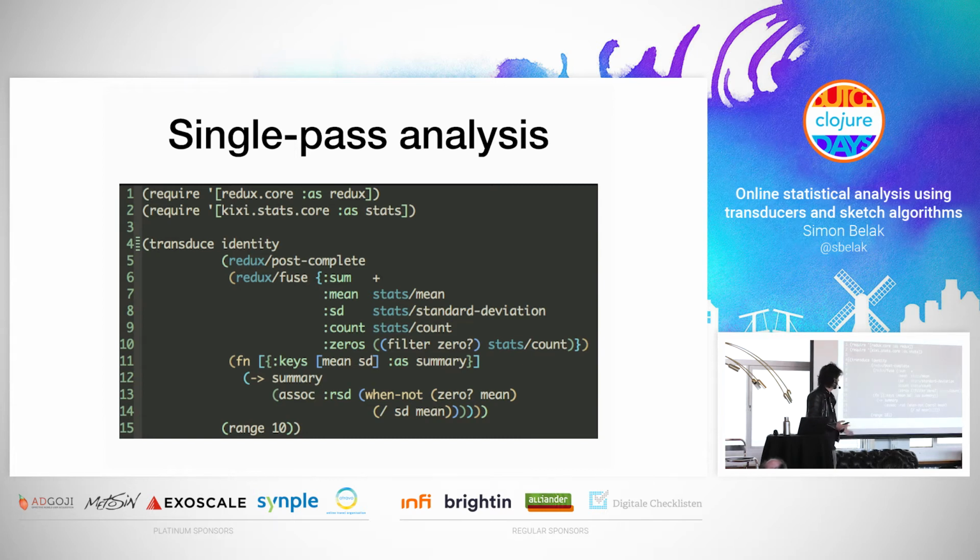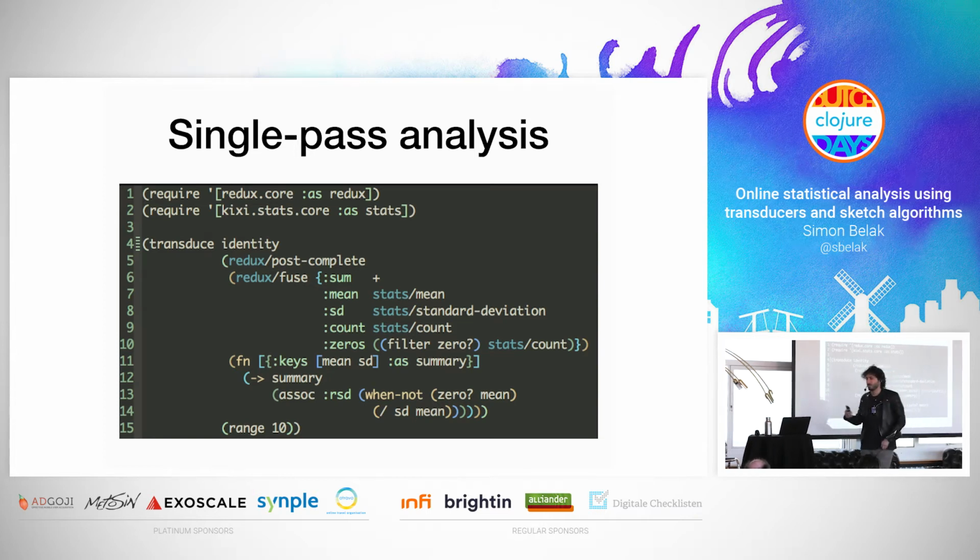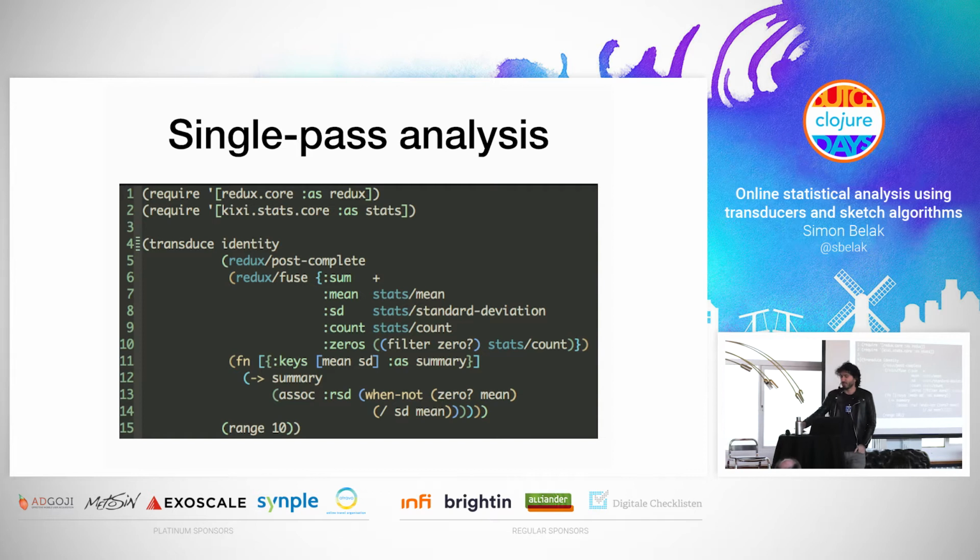So let's look at a bit more involved example, pulling all these different strands together. What we're doing is using fuse to calculate a couple of statistics at the same time: sum, mean, standard deviation, how many elements there are, number of zeros. Then for the mean and count and so forth, we're using functions from kixi.stats. We're even doing the composition of an xf and a transducer brick, just for the sake of completeness, I guess.